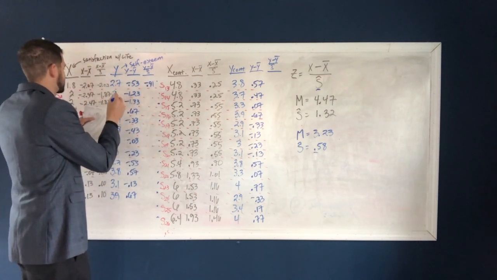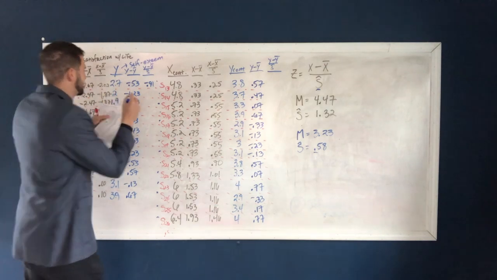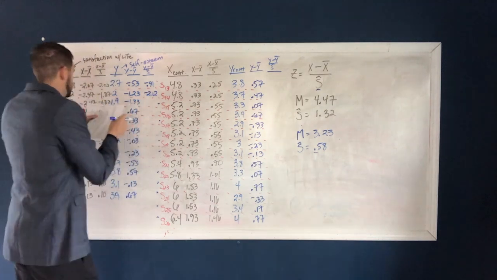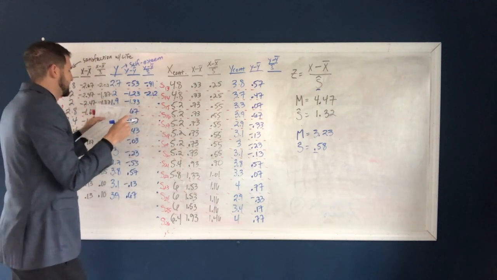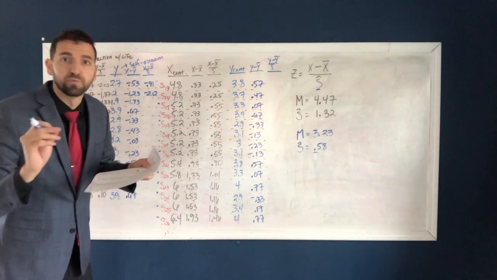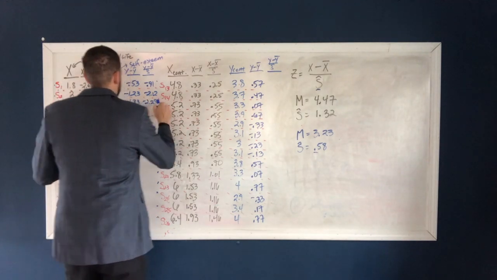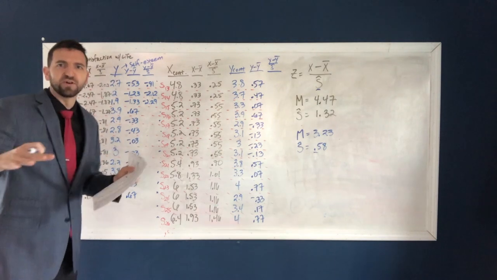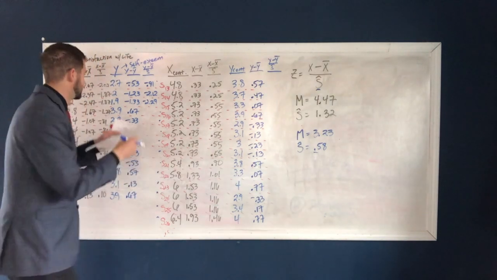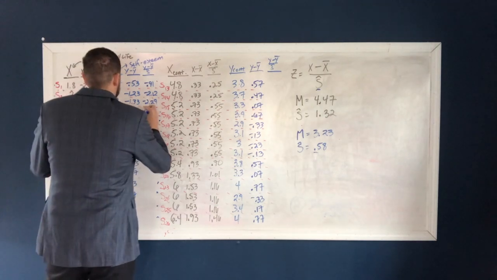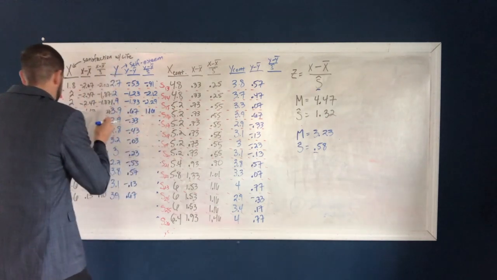Negative 1.23 divided by 0.58 is negative 2.12. Negative 1.33 divided by 0.58 is negative 2.29. Okay, so I'm going to do a few and then I'm going to pick it up again. Let's go. 0.67 divided by 0.58 is 1.16.